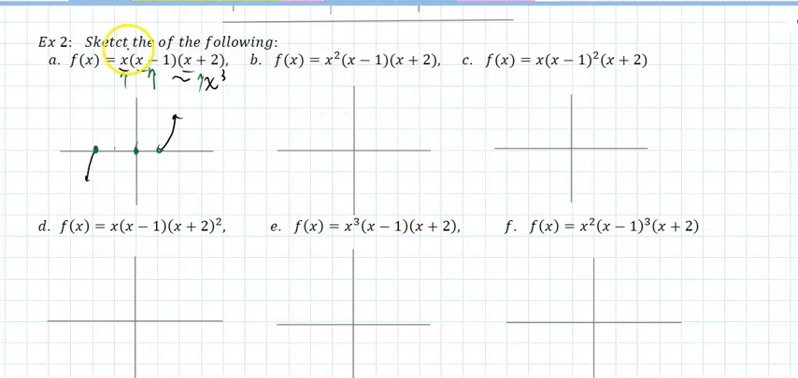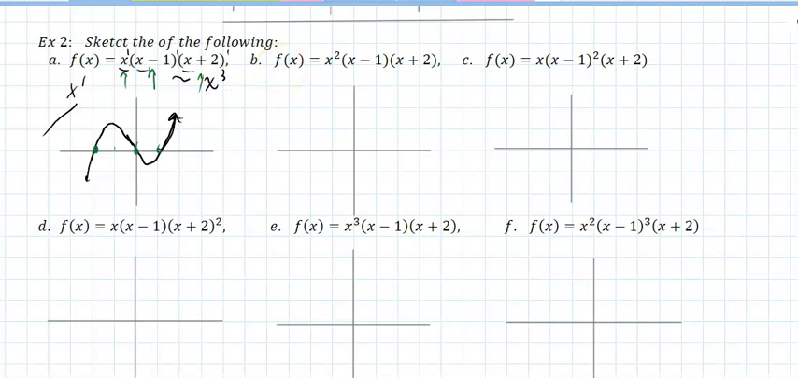Now you look at the powers on these factors. Since they are all 1, that means around the zeros it's going to look like y equals x, and y equals x is a straight line. So something like this. A graph must cross its intercepts. And there's a rough sketch.